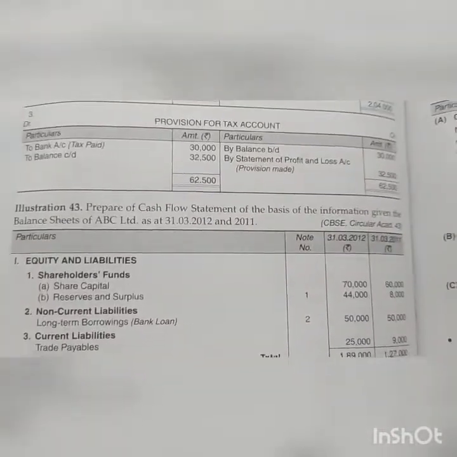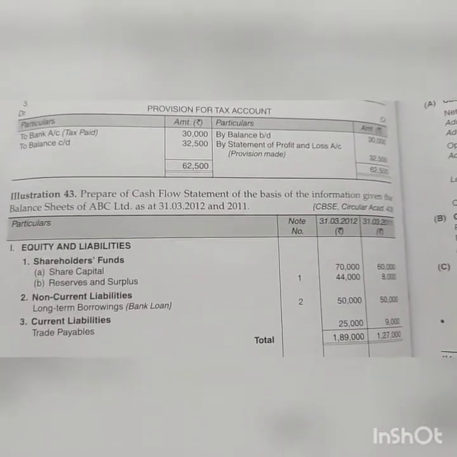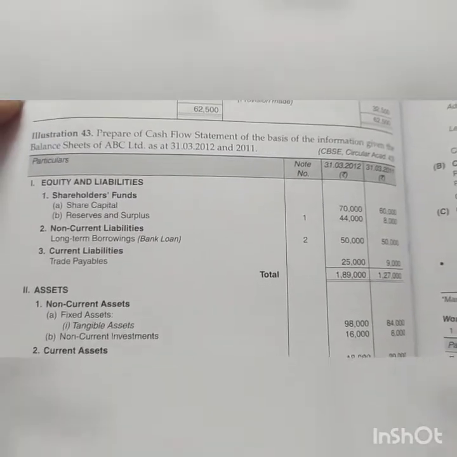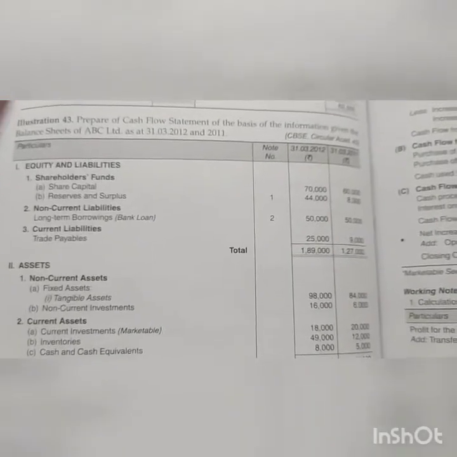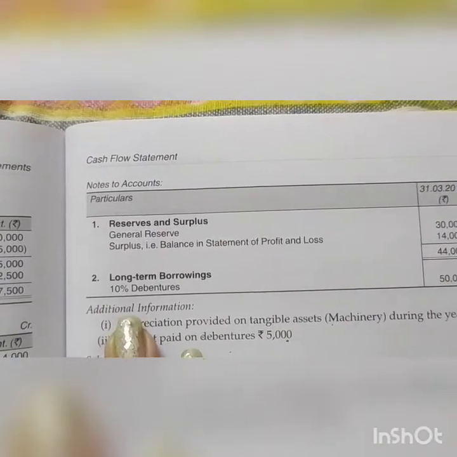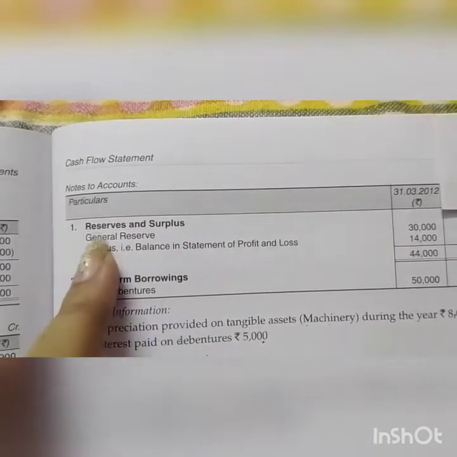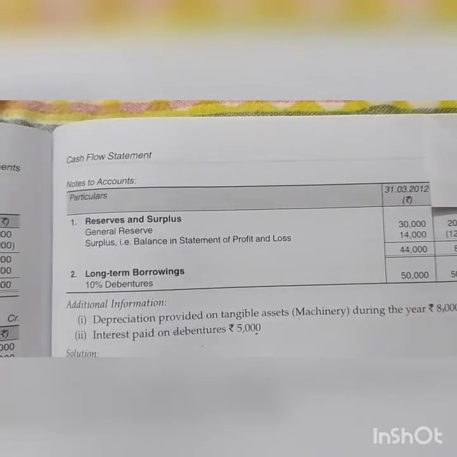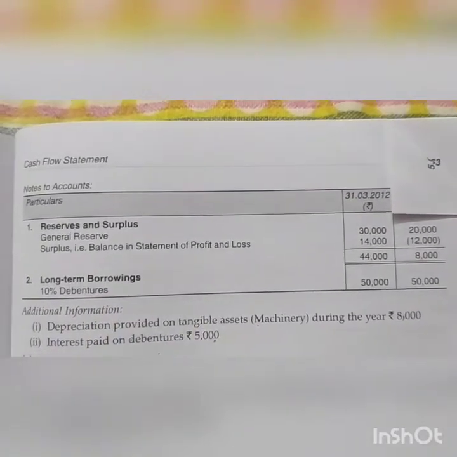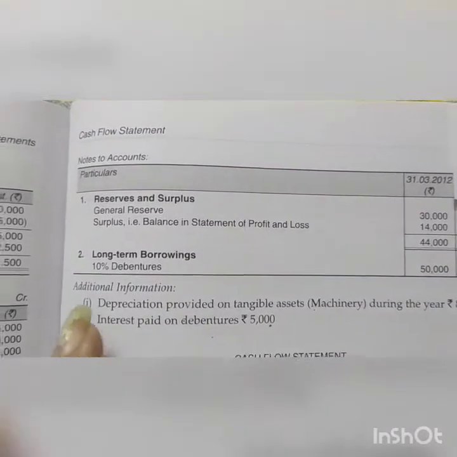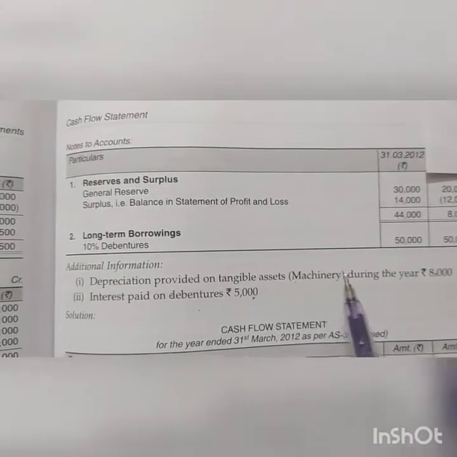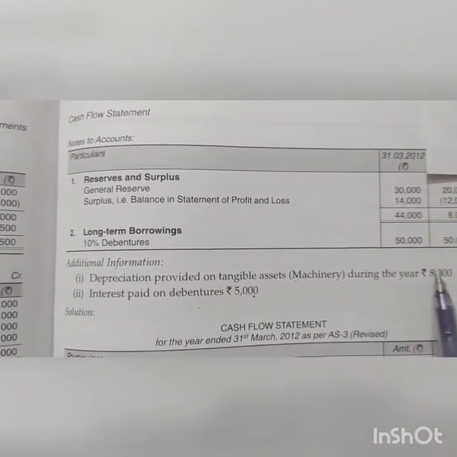Here the question: prepare cash flow statement on the basis of the given balance sheet of ABC Limited, year 2012 and 2011. Here you can see the format of balance sheet. In notes to account we have general reserve and surplus balance under the heading reserve and surplus. Long term borrowings, under that 10% debenture given, 50,000 in both the columns. Additional information we are having: depreciation provided on tangible assets, machinery, during the year 8,000.